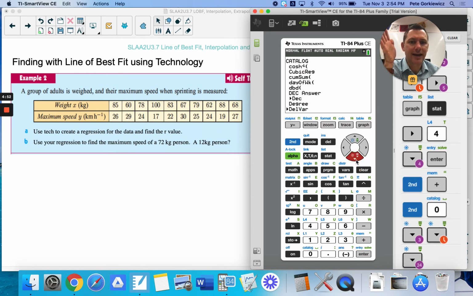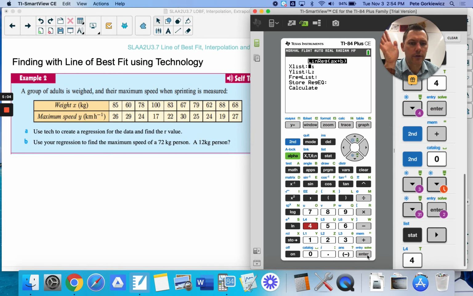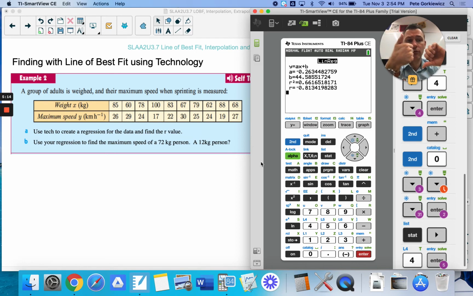You go down to diagnostic on, and you hit enter, and you hit enter again. It says done. Now if we play that same game, calc linear regression, it gives us A and B, but it also gives us this R value. It's negative because it's going downhill. The more you weigh, the slower you can run, apparently. And 0.81 means it's pretty strong, right?